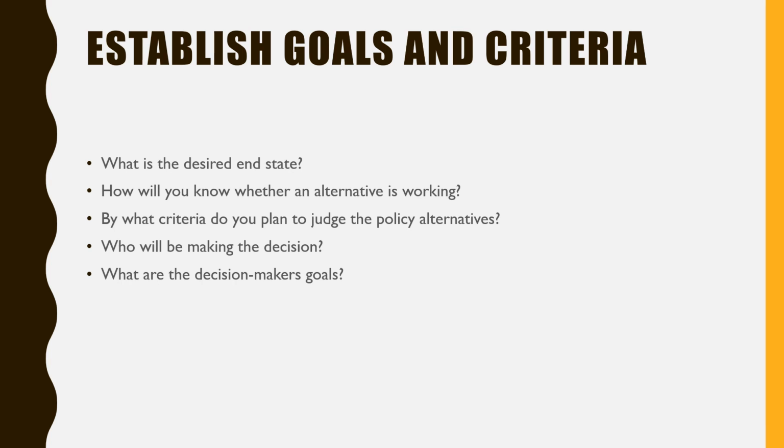And how will you know? How will you know if an alternative is working? What are the rules for that? I said in the previous slide, what are the milestones on your path to solving the problem? How do you judge the policy alternatives? Who will be making the decision? And then finally, what are the goals of that decision maker?